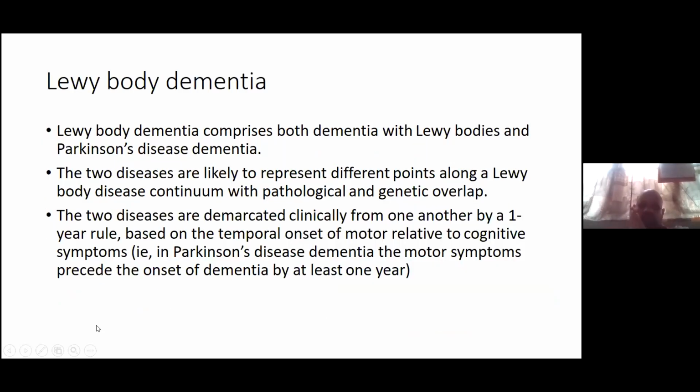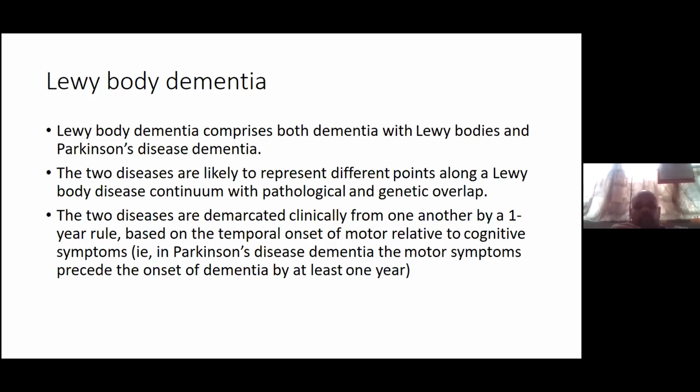Lewy body dementia is a combination of both dementia with Lewy bodies and Parkinson's disease dementia. These two diseases are not discrete diseases. We think they represent different points along the same continuum of disease, with similar pathology and genetic overlap. So how do we differentiate the two? It depends on which comes first. If the dementia comes first, it is more likely to be dementia with Lewy bodies. Whereas if the dementia comes after the motor symptoms and signs, it is more likely Parkinson's disease dementia.